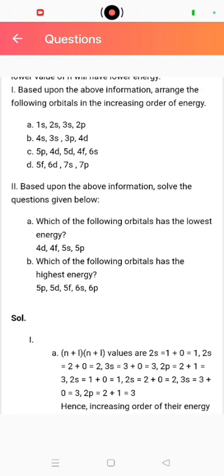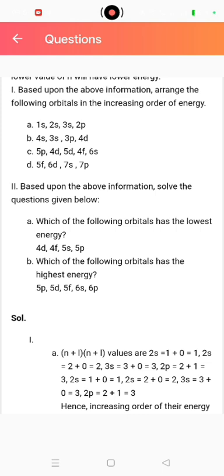Next one: 4s, 3s, 3p, 4d. Just find out: 4s is 4 plus 0, which is 4. 3s is 3 plus 0, which is 3. 3p is 3 plus 1, which is 4. Then 4d is 4 plus 2, which is 6. So first comes 3s, then 3p, since 3 plus 1 is 4 and 4 plus 0 is 4. Between 3p and 4s, 3p should come first. So 3s, 3p, then 4s, then 4d.